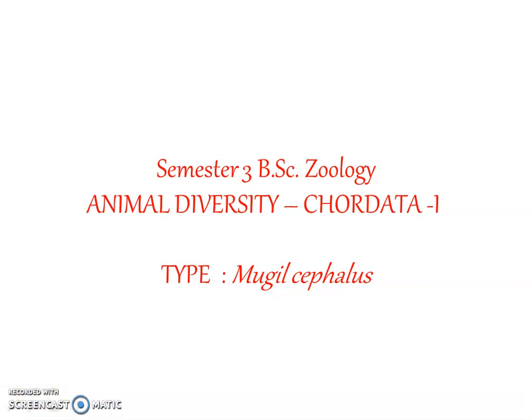Hello everyone. Till now we have completed the first basic part of superclass Pisces. We saw the classification of superclass Pisces, then the salient features of the classes, their classification, and the characters of the examples we are supposed to study under each of the orders. Now we are passing on to the type species Mugil cephalus.